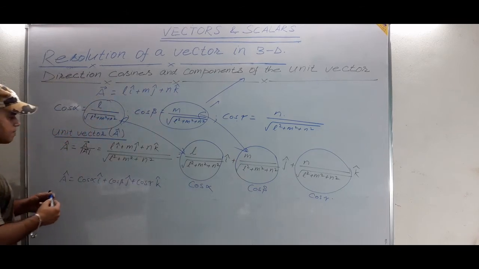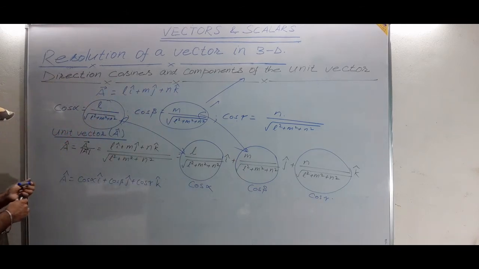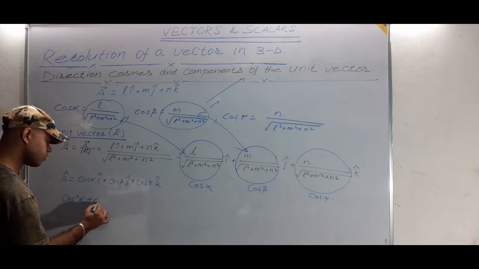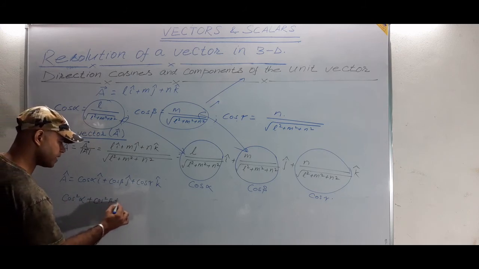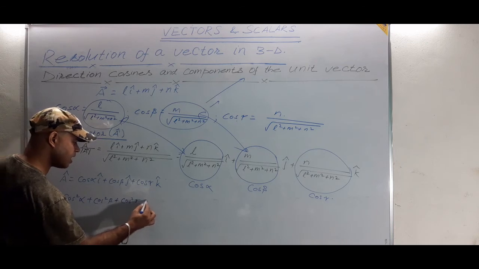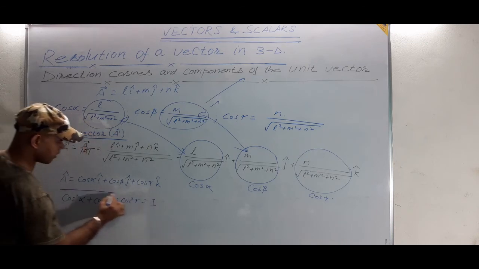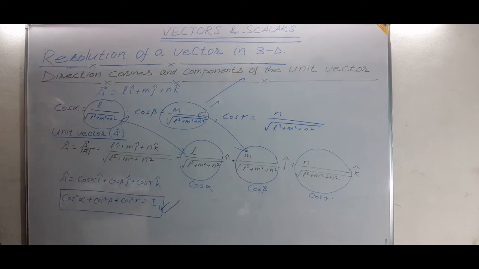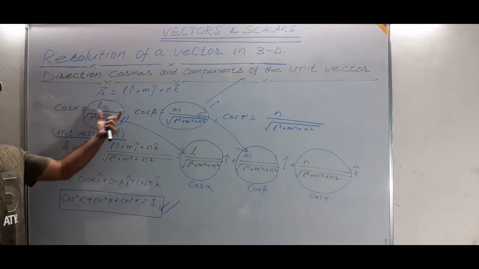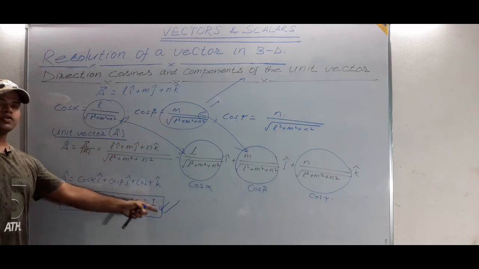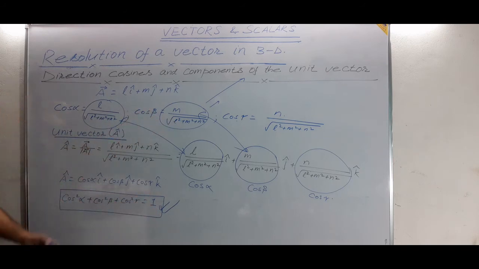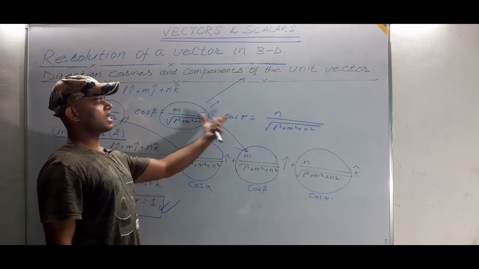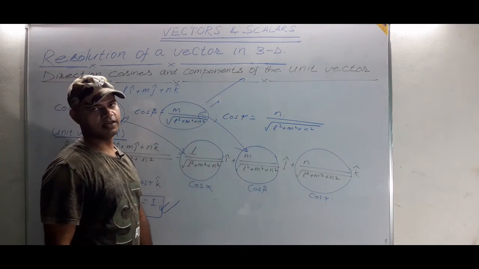So we can write an important result here: cos square alpha plus cos square beta plus cos square gamma is equal to 1. It will be used in problem solving as well. The sum of squares of direction cosines is equal to unity. That is the first thing, and the components of the unit vector are the same as the direction cosines for the given vector.